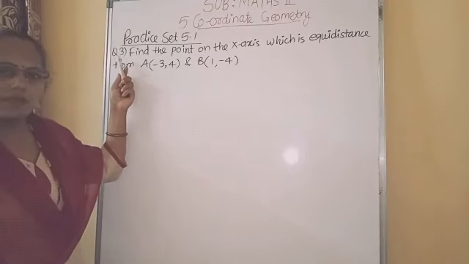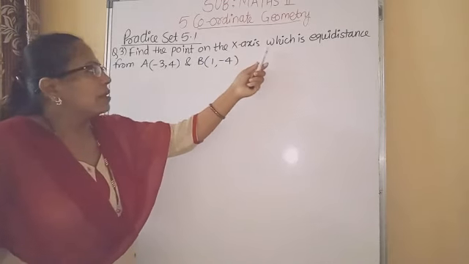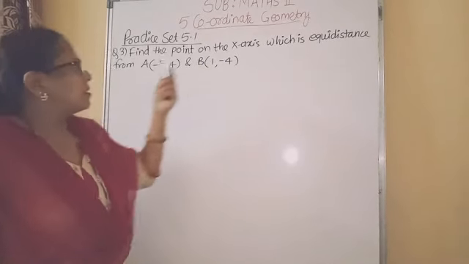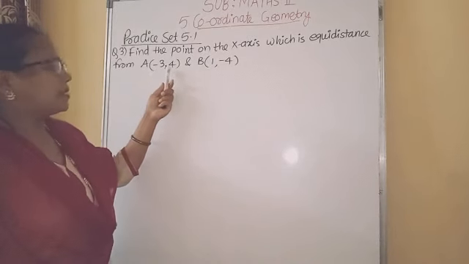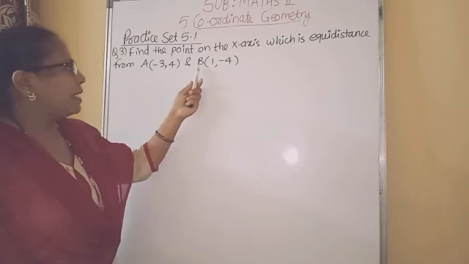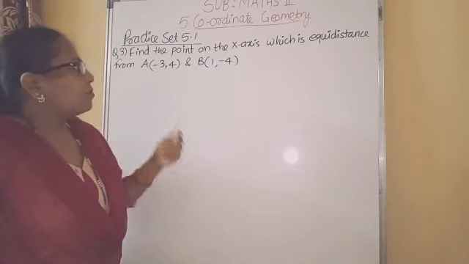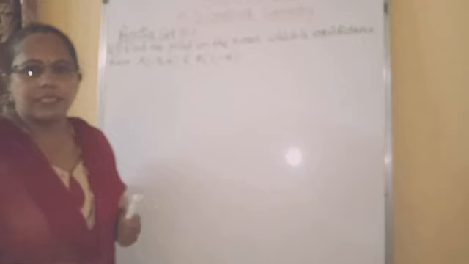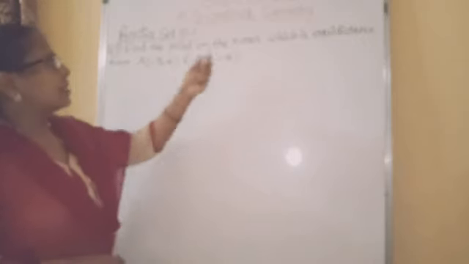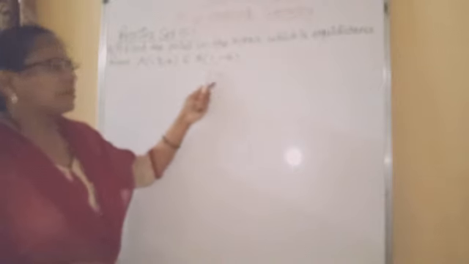Question number 3. Find the point on the x-axis which is equidistant from point A having coordinate -3, 4 and point B having coordinate 1, -4. Okay. So we have to find out the coordinates of the point. There are two conditions given. First condition is that point lies on x-axis and it is equidistant from these 2 points.